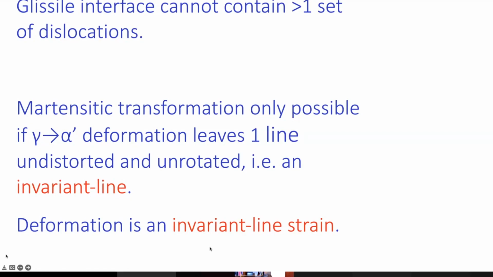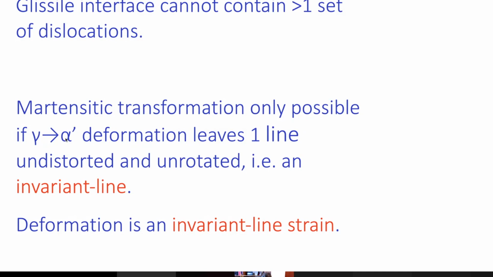So the deformation is an invariant line strain. The deformation which carries gamma into alpha prime must leave a single line unchanged. Now, supposing that you wanted to find out whether magnesium can undergo martensitic transformation from its hexagonal structure to, let's say, a cubic structure. If you cannot find a deformation which will change the hexagonal to cubic and leave a single line undistorted and unrotated, then it's impossible to get martensitic transformation.